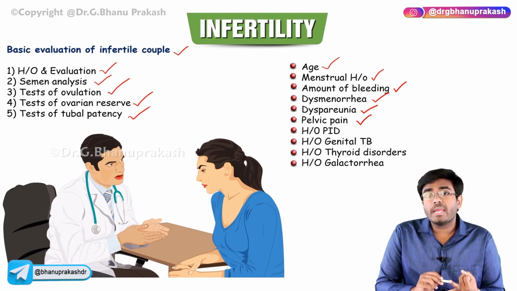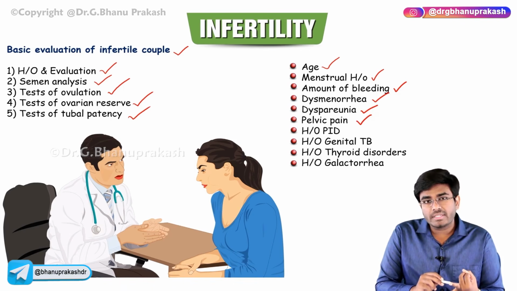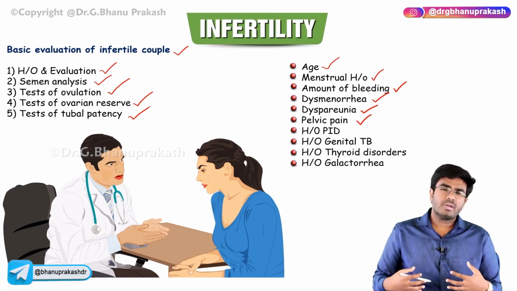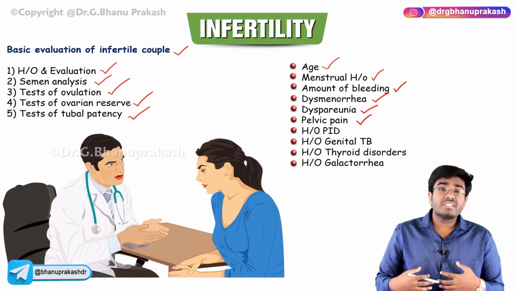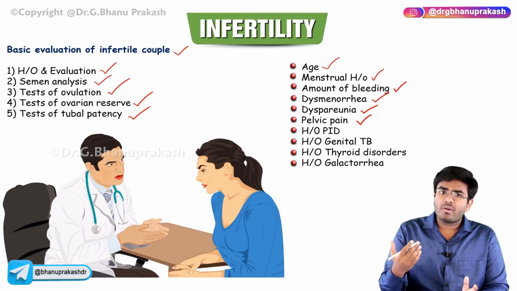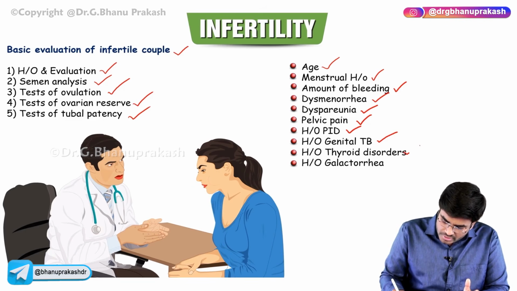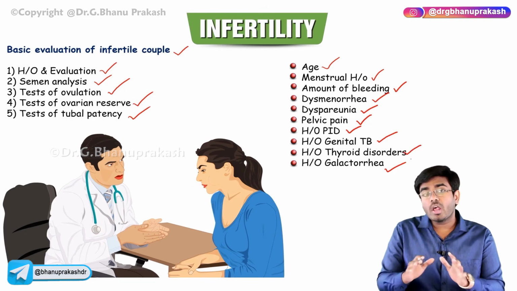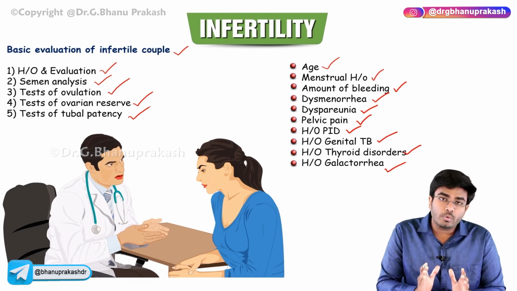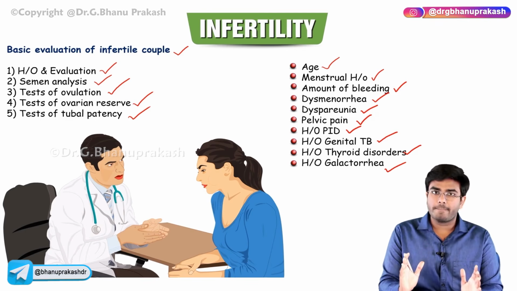This pelvic pain might be because of some pelvic infections like pelvic inflammatory disease, because of adhesions, because of the Asherman syndrome, there can be this pelvic pain. So I also have to ask her whether she had any previous history of pelvic inflammatory disease, previous history of genital tuberculosis, thyroid disorders and galactorrhea. All of them can contribute to infertility. So history taking is very much important.